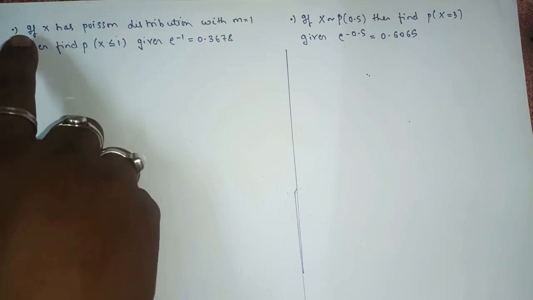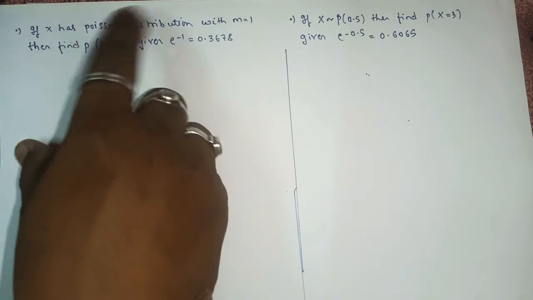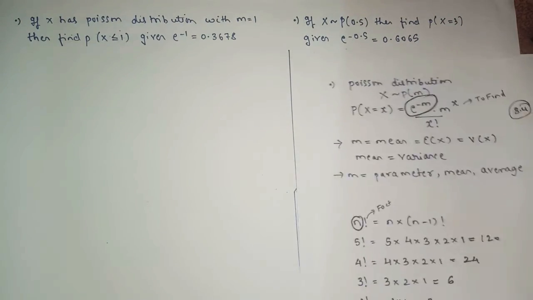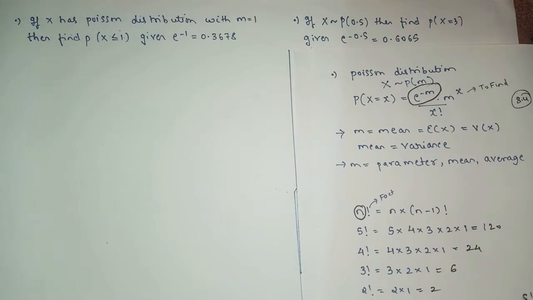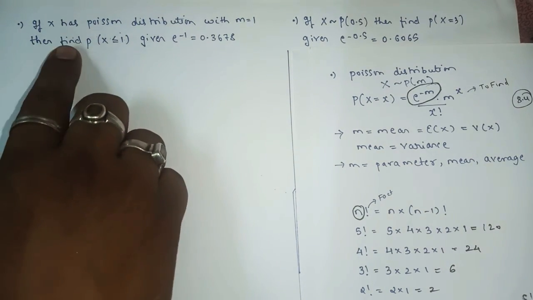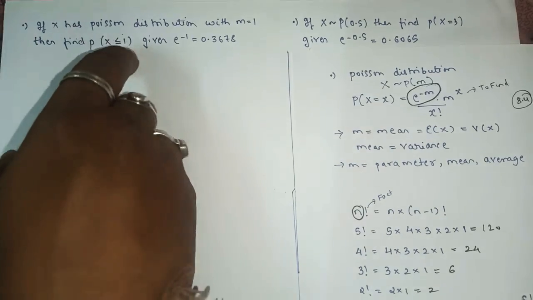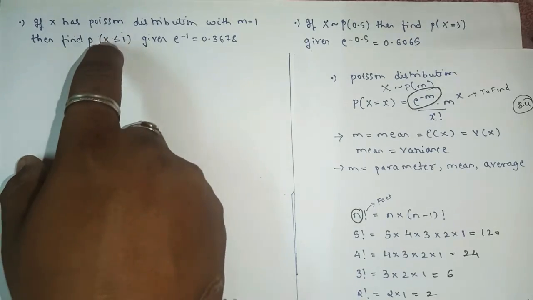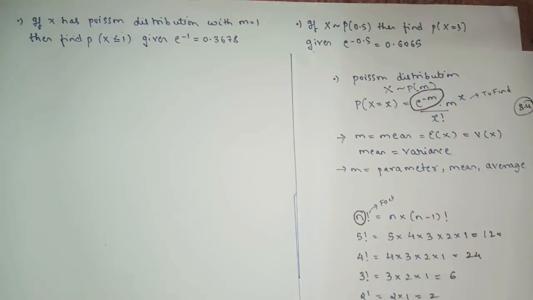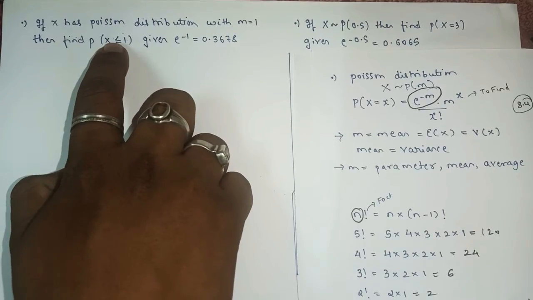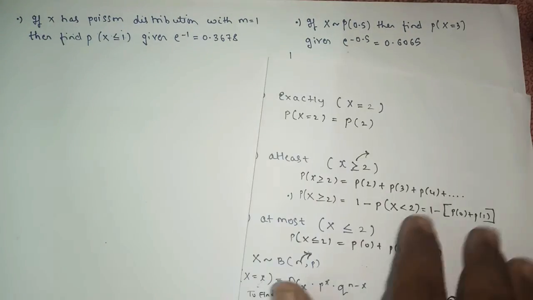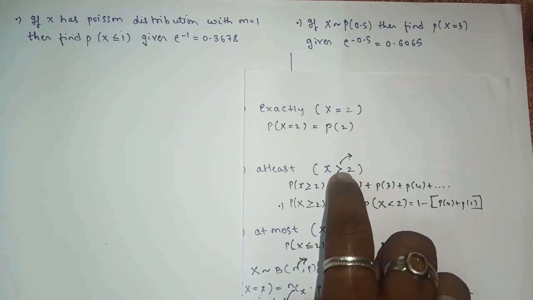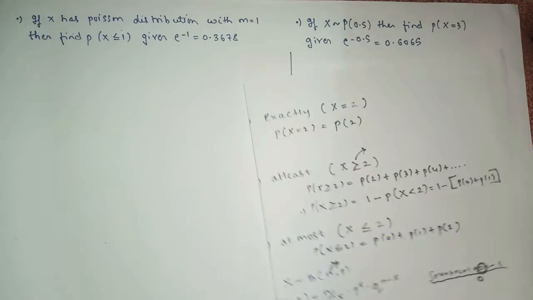Here we have the first one. If x is a Poisson distribution with m, the mean, we have the ready-made value m equals 1. Then find P(x less than or equal to 1). What do you mean by the symbol less than or equal to 1? It means the at most value. As I explained, less than or equal to means at most, greater than or equal to means at least, and equal to means exactly.